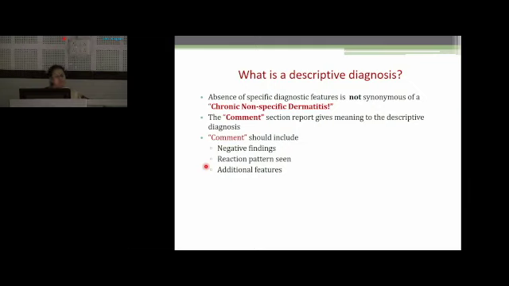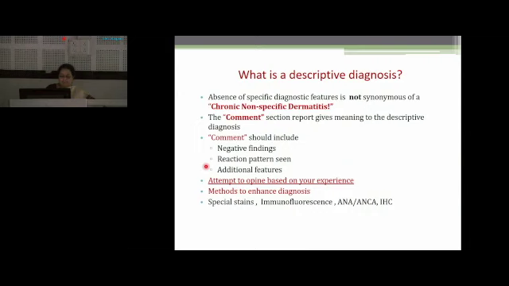Even though the suspected clinical diagnosis is different and we are seeing something different, then we have to mention it in the report. Try to opine based on your experience. We can suggest other methods like special stains and correlation with immunofluorescence, ANCA positivity or IHC. Such things can be suggested if it is not conclusive.